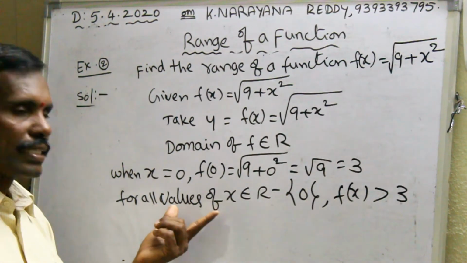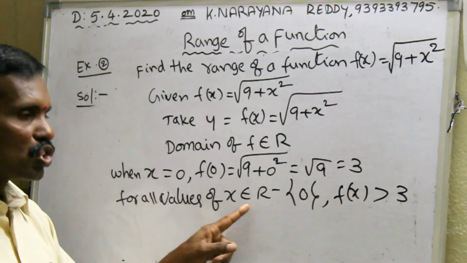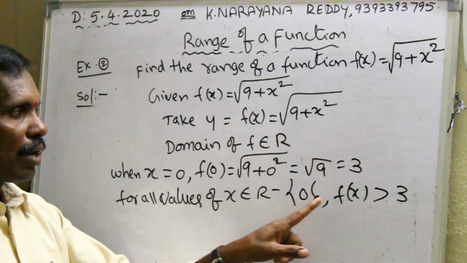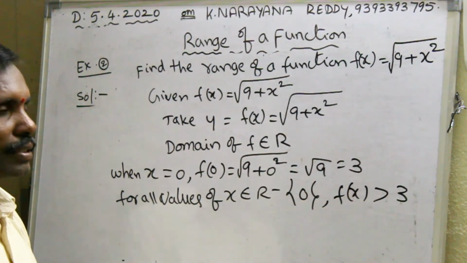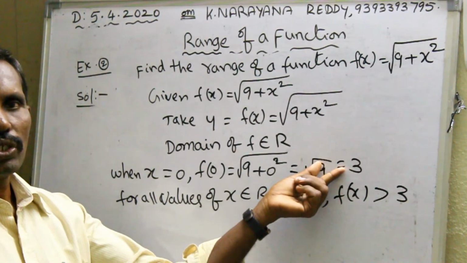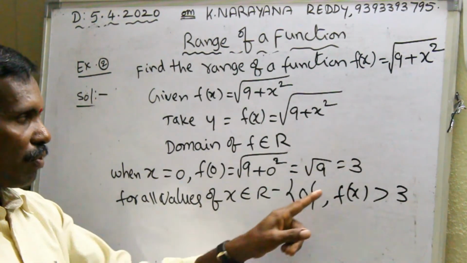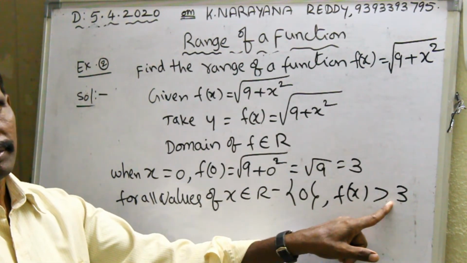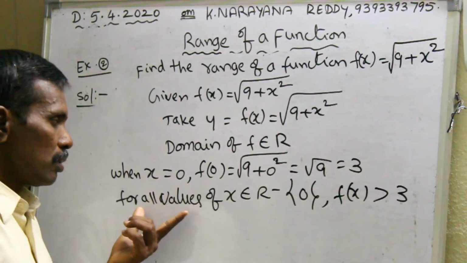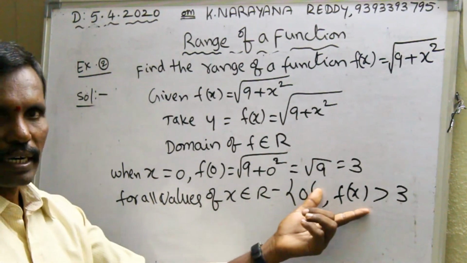For all values of x belongs to R minus 0, f of x is greater than 3. Why? Because root 9 equals 3. f of x is always greater than 3. Okay? This is f of x greater than 3.